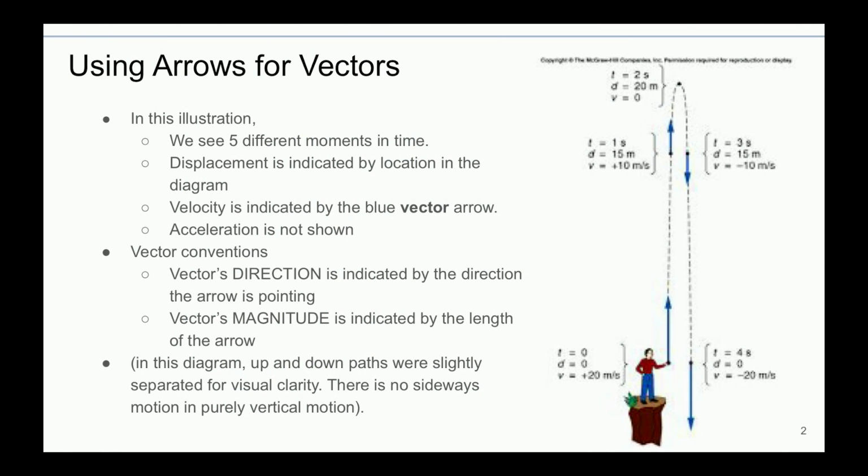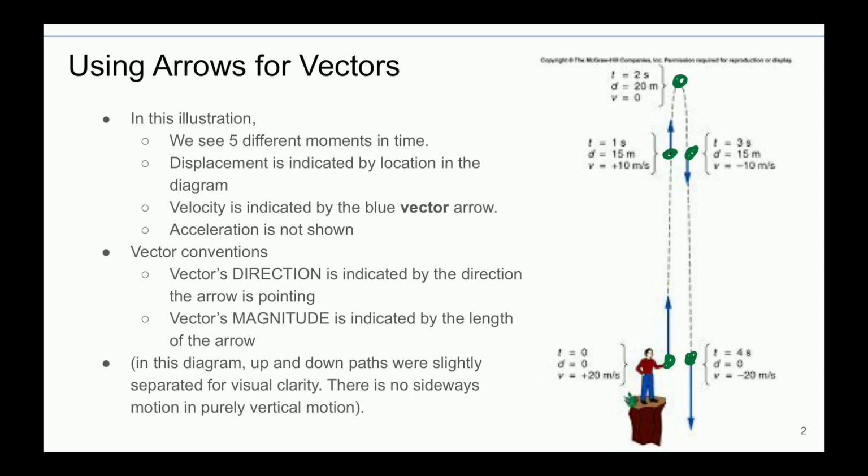Here's a person throwing a ball up. There's a ton of information in this picture. We're showing 5 different moments in time. The position is either there, or there, or there, or there, or there, and we're talking about different elements of its motion. So the displacement is evident from the picture. The velocity is indicated by a blue arrow, which describes how fast it's going by its length. And the direction it's moving, by the way, is where it's pointing.